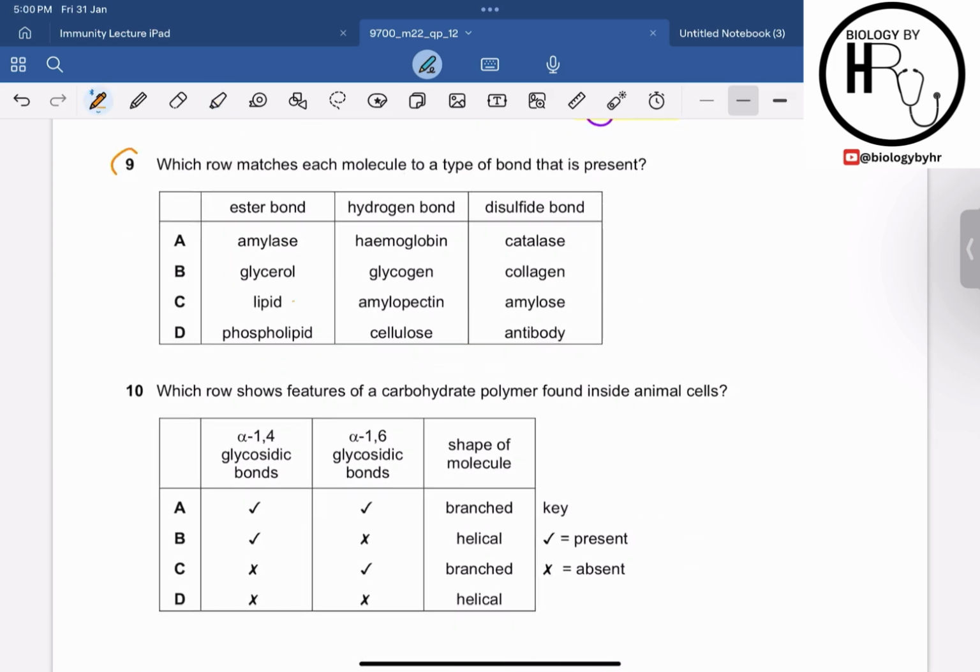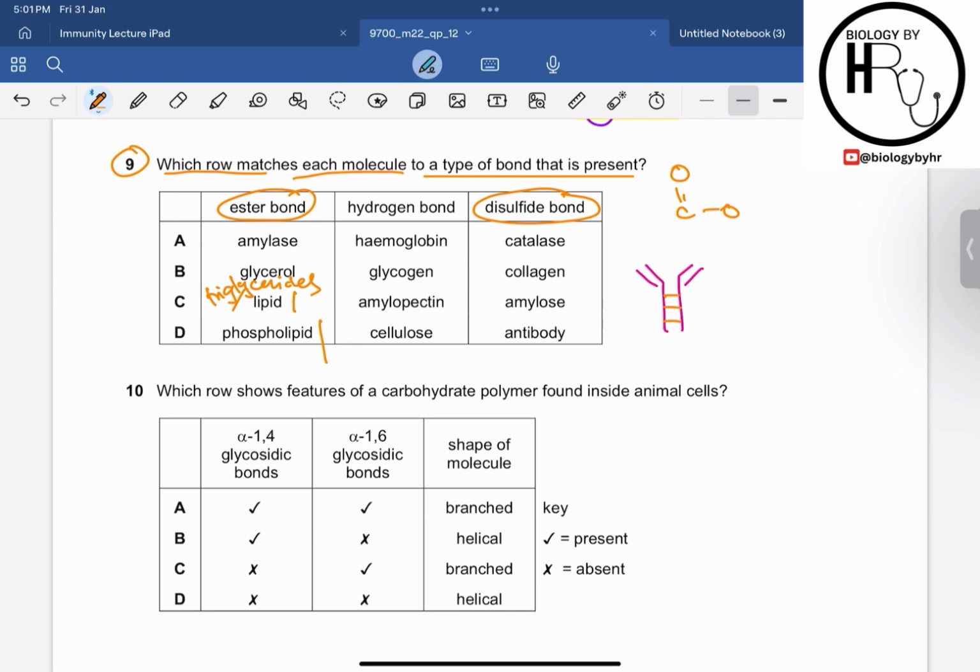Question number 9 says, which row matches each molecule to a type of bond that is present. If we talk about the ester bond, which is C double bond O, we know that it is made in the lipids, right? Lipids, or you can say the triglycerides. It is also present in the phospholipids. If we talk about the disulfide bond, so we know the structure of the antibody. Antibodies contain 2 heavy chains and 2 light chains, and these chains are connected with each other. The 2 heavy chains are basically connected with each other by the disulfide bond.